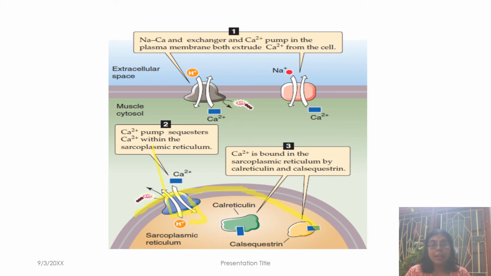Another, less important method by which the calcium concentration can be reduced in the sarcoplasm is that the cell may extrude the calcium either by the sodium calcium exchanger or by the calcium pump, which are present at the plasma membrane.